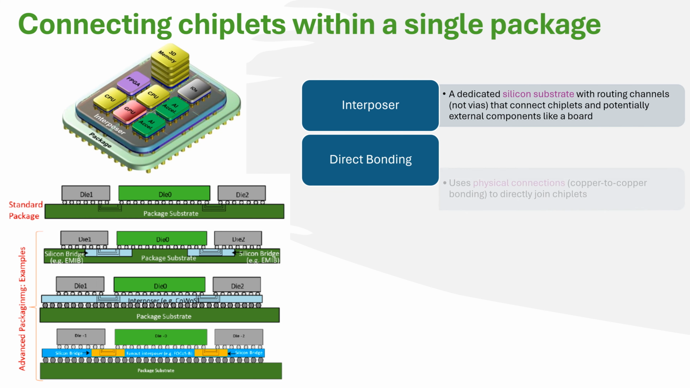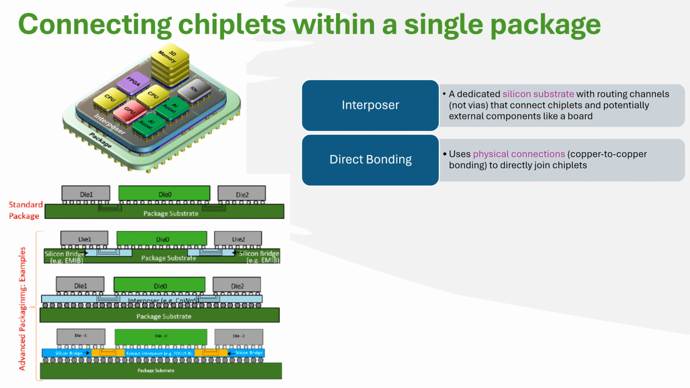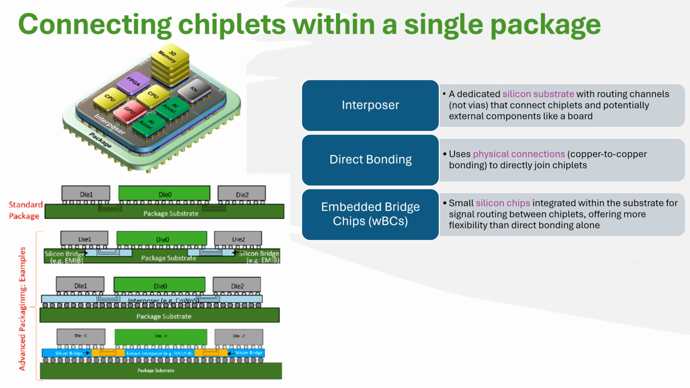The other one is direct bonding. It's a physical connection like the traditional way, copper to copper bonding, joining the chiplets. The other one is the embedded bridge chips. These are small silicon chips integrated within the substrate to connect them. Some people use a combination of direct bonding and embedded bridge chips, which gives rise to the EMIB.